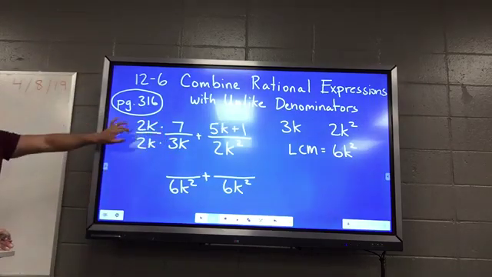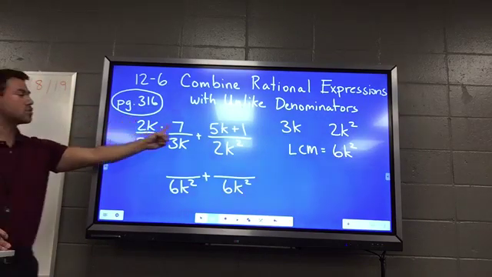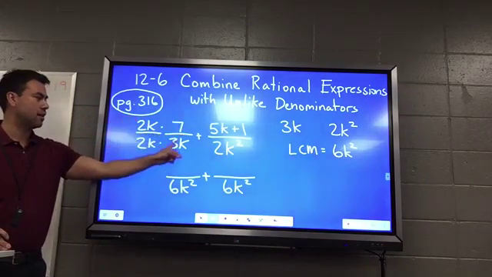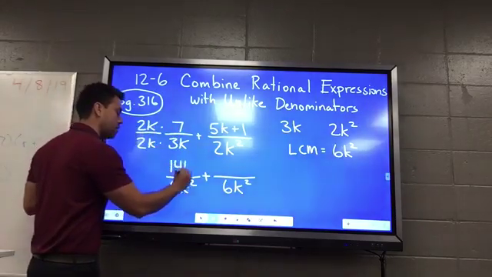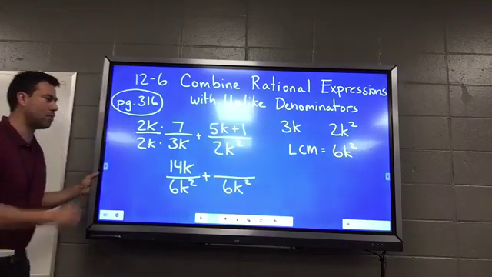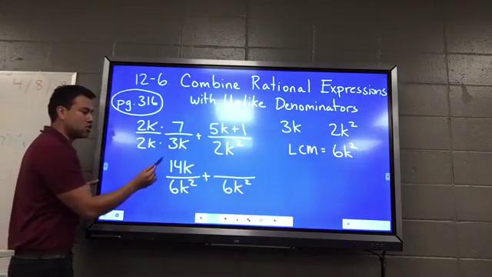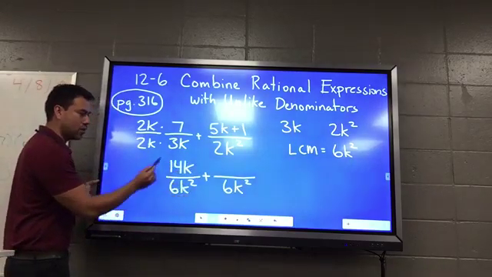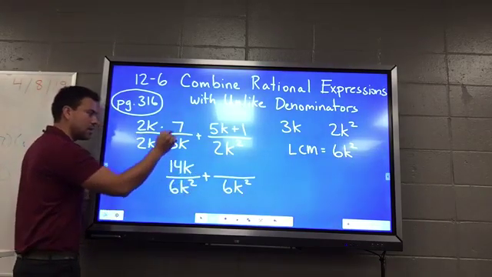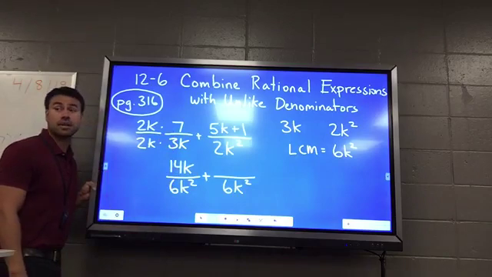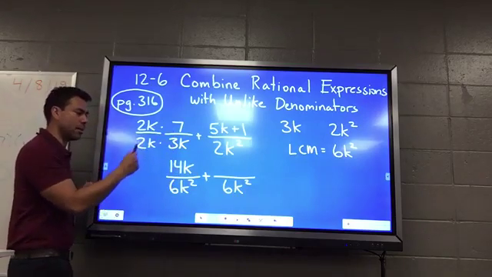Does anyone know what 2k over 2k is worth? 1. So what am I actually multiplying this fraction by? 1. So what's 2k times 7? Okay, somebody, before I move on, tell me if I change the identity of the original first fraction when I change it to this. So are these two the same thing or not? They are the same thing. They have the same value because I just multiplied by 1.